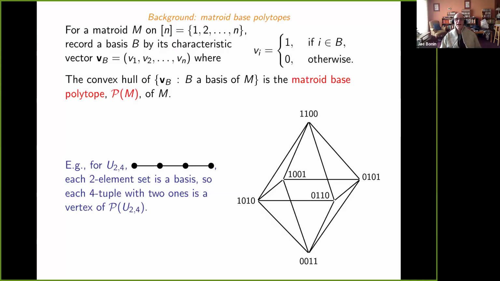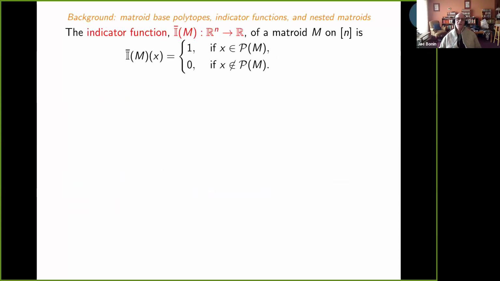All right. Now we're going to do a similar thing to characteristic vectors, but at the level of polytopes. The indicator function of a matroid is a function on R^n. You have a matroid on n elements, so you're talking about n-tuples and the matroid base polytope. The indicator function just tells you whether or not a point is in the matroid base polytope. It's 1 if the point x is in the polytope, 0 otherwise. So it's like a characteristic vector, but adapted to being on R^n.